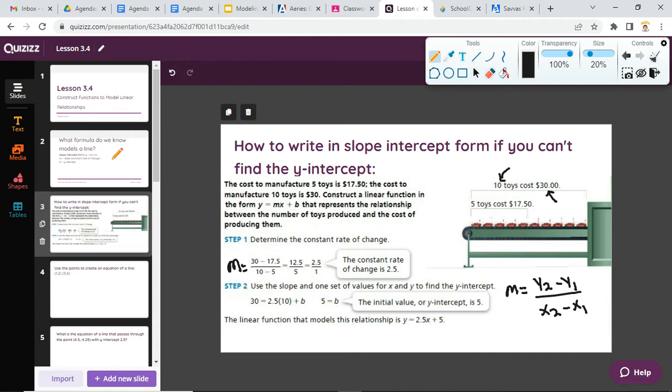Now we have all of the information we need to plug into slope-intercept form. In the equation y is equal to mx plus b, we replace m with 2.5, our slope. b is my initial value, or the y-intercept, so I replace b with 5, what we found was equal to b. And I get the equation y is equal to 2.5x plus 5.